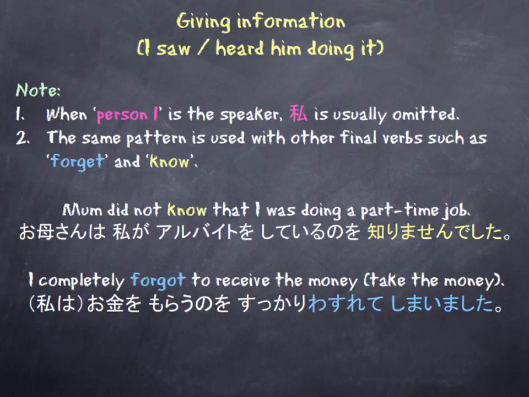In our second example, I completely forgot to receive the money or take the money. お金をもらうのをすっかり忘れてしまいました. So in this case, we have the verb 忘れます, which means to forget something. So we have 忘れて in its te form しまいました. I completely forgot.